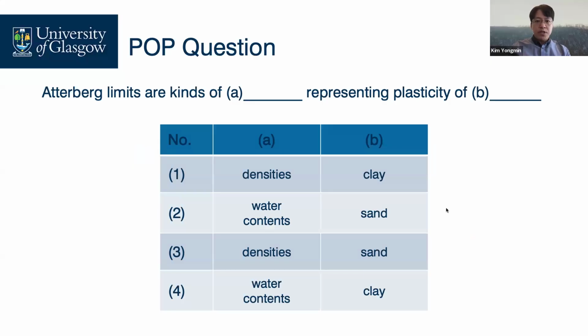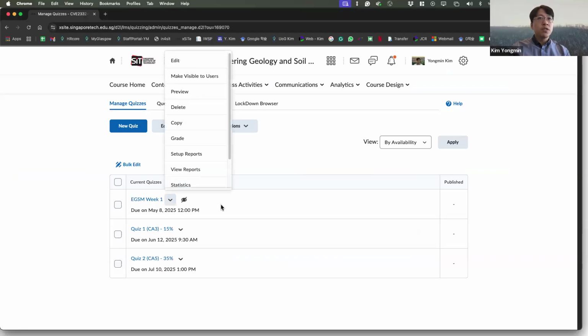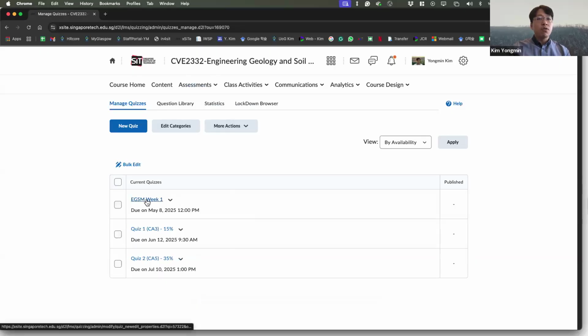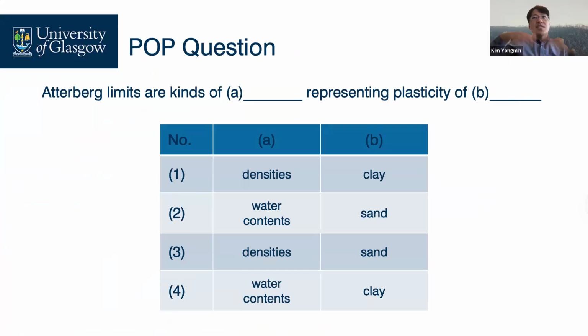So here are pop questions, and then I will open these pop questions. You can navigate our site, and then you can go to the quizzes, and then you can click on Engineering Geology Soil Mechanics Week 1 quiz. Let's do it. The question is, Atterberg limits are kinds of density or kinds of water contents representing plasticity of clay or sand.